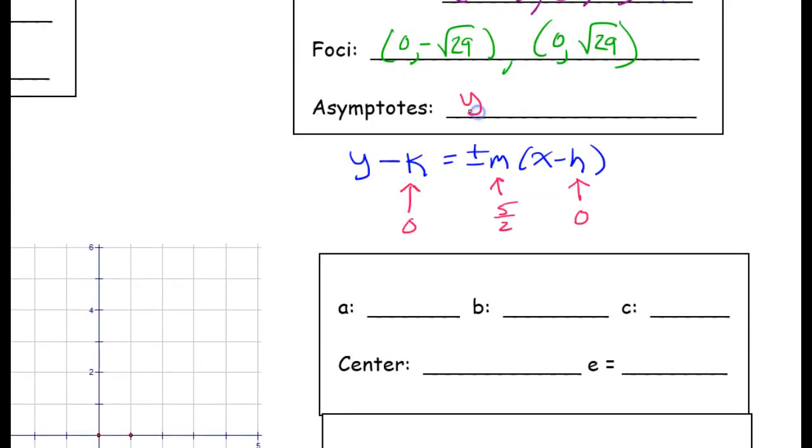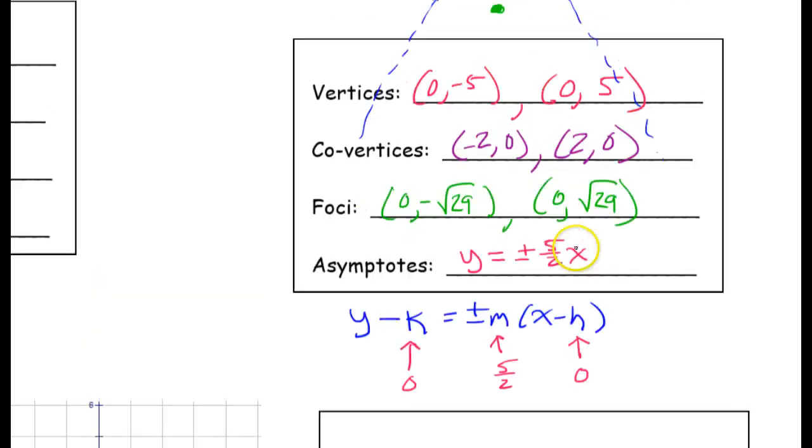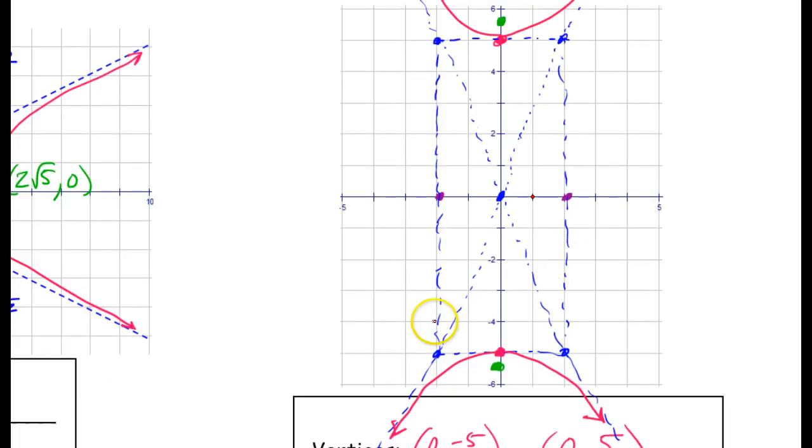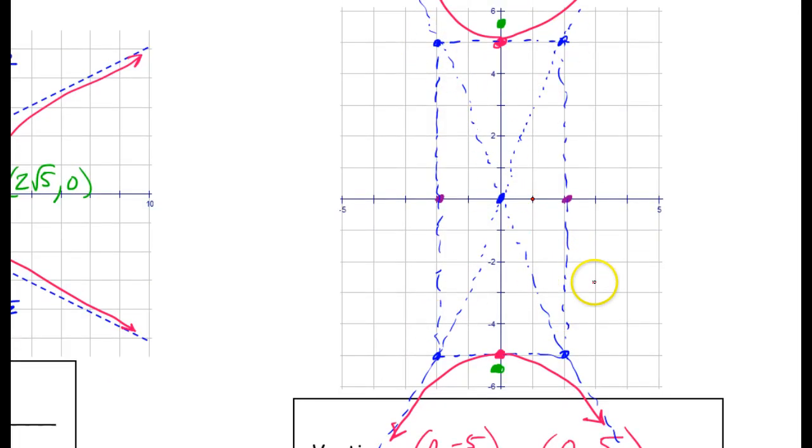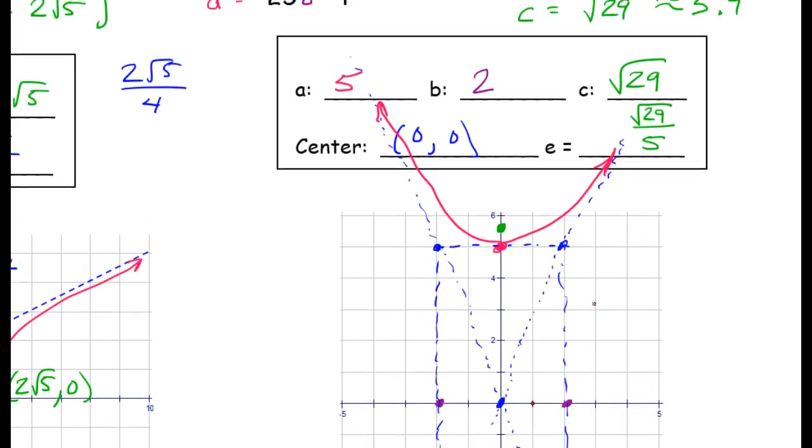So the asymptote equations will be y equals plus or minus 5 over 2x. Again, the h and k were 0, so I didn't write them down. The reason why I have plus or minus is because I have two asymptotes, one with a positive slope and one with a negative slope. So that is it for problem number 2.